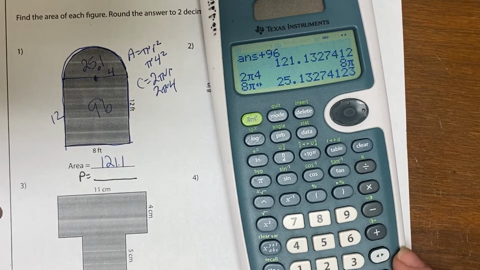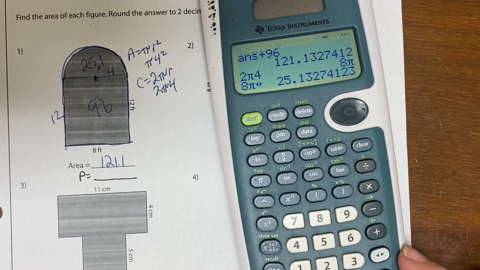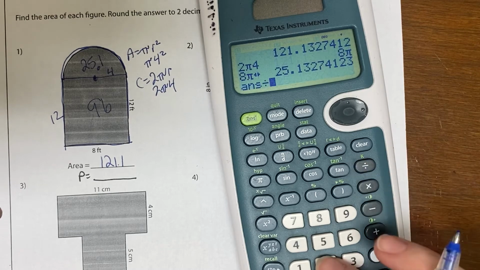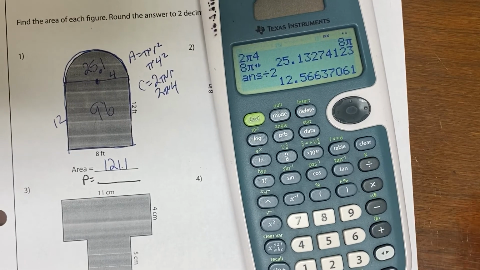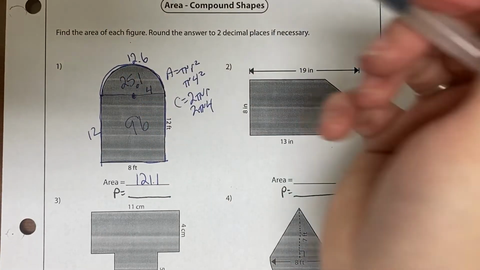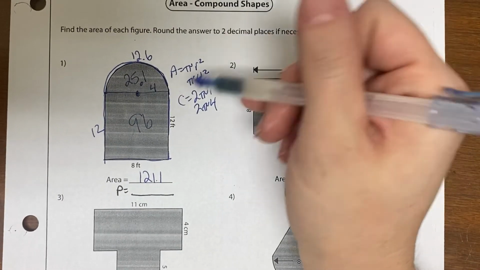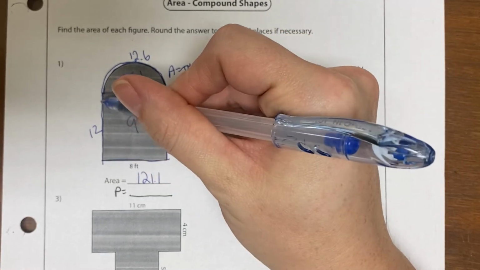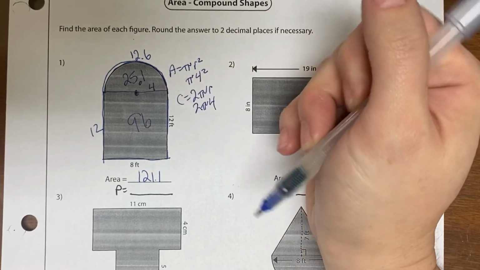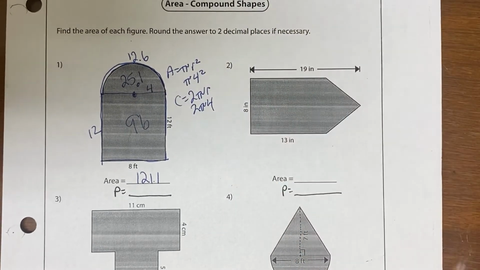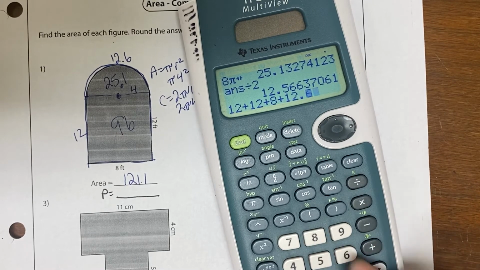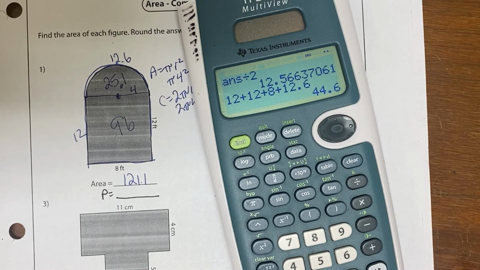Get the double arrows. 25.1 would be the circumference of the whole circle, so divide by 2. And I will have 12.6 on my circumference. So for perimeter, we'll add 12, 8, 12, and 12.6. Do not include any lines that you draw on the inside. That gives me a total perimeter of 44.6.